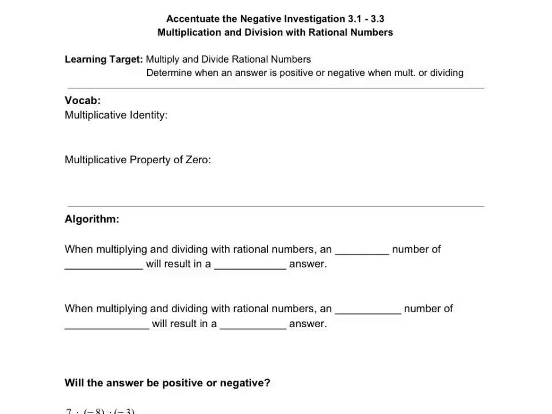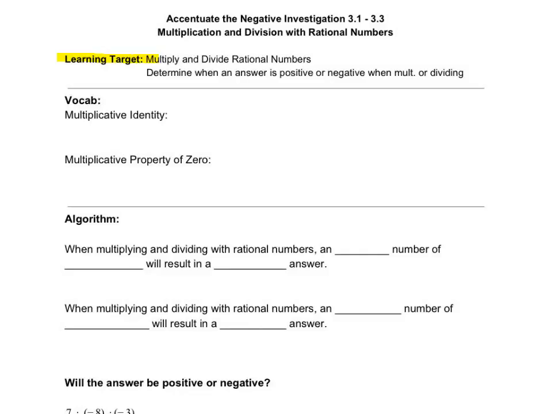So our learning target for this video is to multiply and divide with rational numbers, so that includes your integers, your fractions, your decimals, as well as to be able to determine without actually solving if your answer is going to be positive or negative when multiplying or dividing.